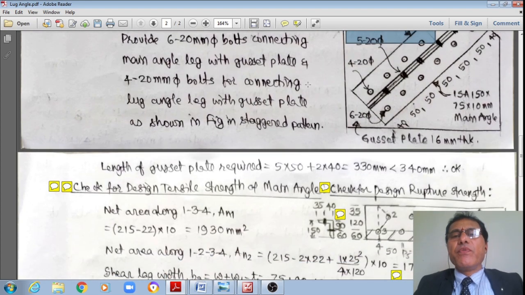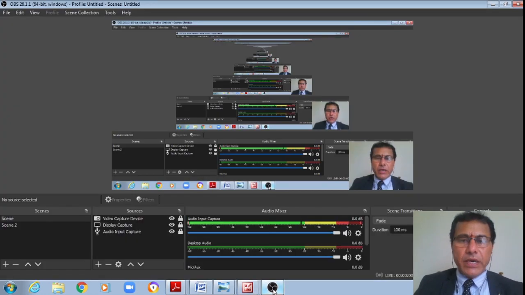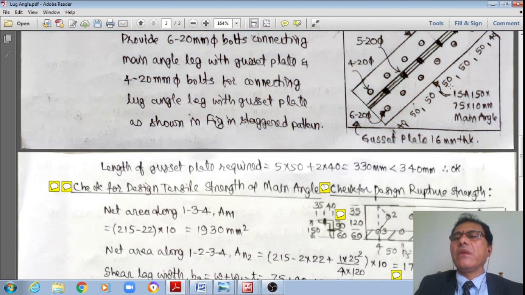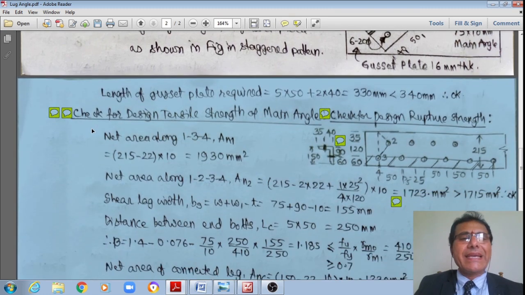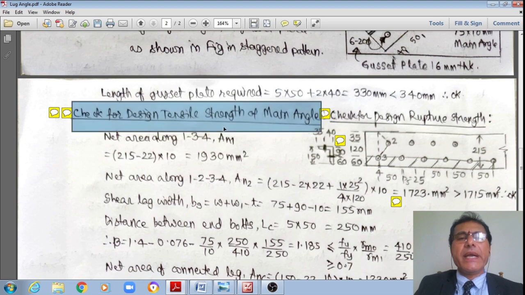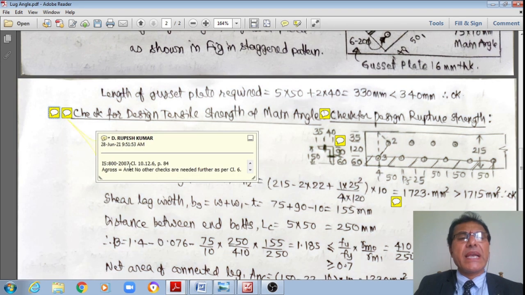The next subheading: before I go for the design of this lug angle, student, I'll check, because I already provided a section, ISA 150 by 75 by 10 mm, as the main angle, whether it can resist this 450 kilonewton or not. Therefore, the next subheading is check for design tensile strength of the main angle. Now, as per IS 800:2007, clause 10.12.6, page number 84, just now we have seen that the gross area itself is the net area.